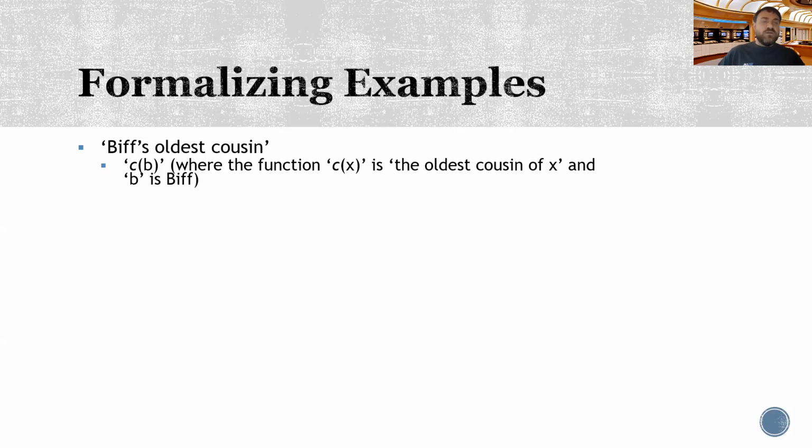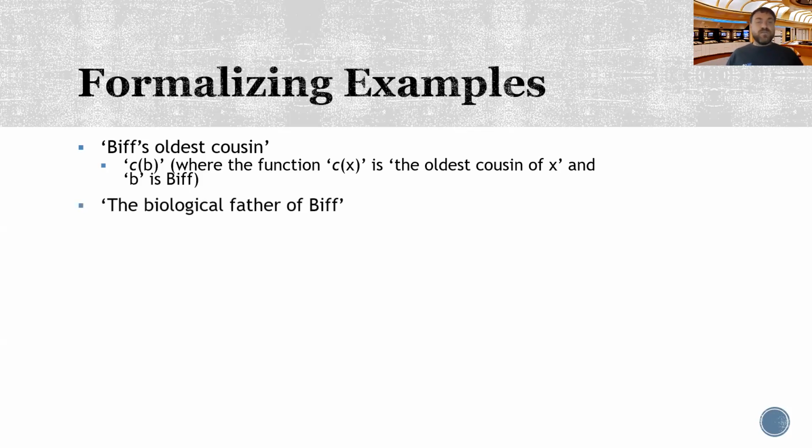And the reason you want to use a function in this case, instead of just saying Biff's oldest cousin is like the lowercase letter C, is because Biff is named in that, right? So it would just be weird. So this is where a function is a lot more appropriate, when you can then name Biff as an actual individual, because Biff is the input into this function. He's the input into the function that picks out somebody's oldest cousin, right?